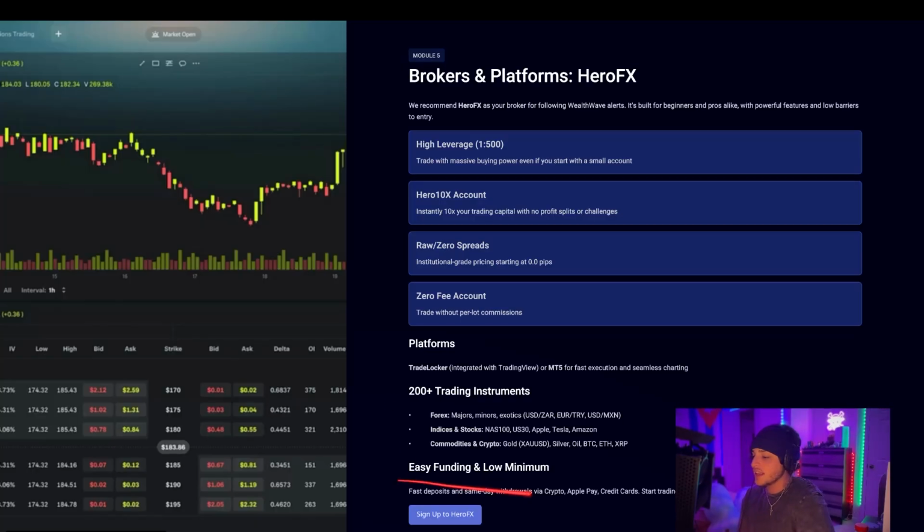And then we have easy funding and a very low minimum, right? Some places you have to put $50 into your account. Here it starts at as little as $5. I'm pretty sure sometimes it can even go lower, but it's very beginner friendly, very easy.